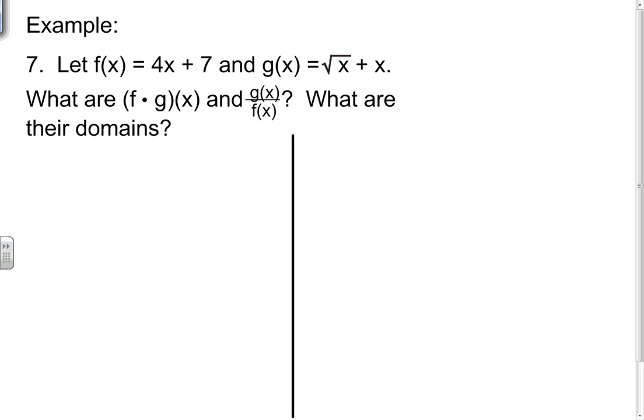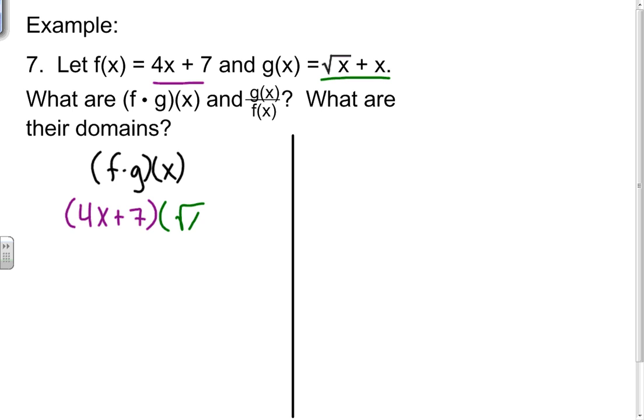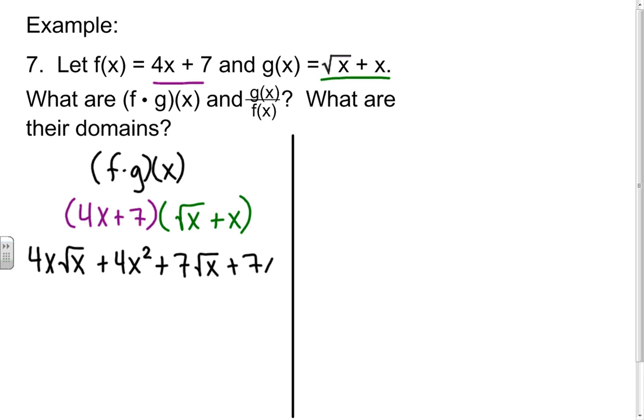All right, number 7. Here's the f function. Here's the g function. First one they want me to do is f times g of x. That means I'm going to do 4x plus 7 times the square root of x plus x. I'm foiling. 4x times the square root of x is 4x root x. It's kind of gross, but just let it be that way. 4x times x is 4x squared. 7 times the square root of x is plus 7 root x. And 7 times x is 7x. If you take a look over that expression, there are no like terms, so that's just your final answer.